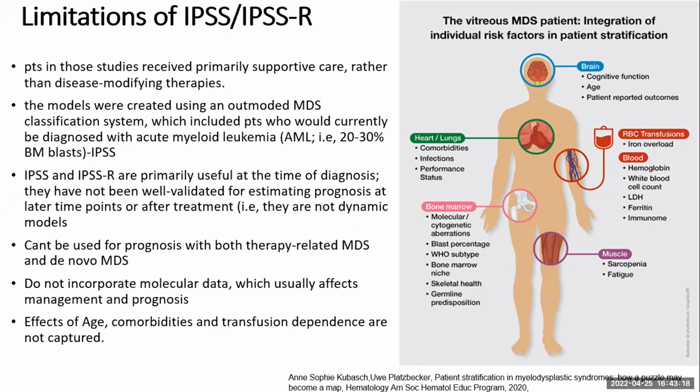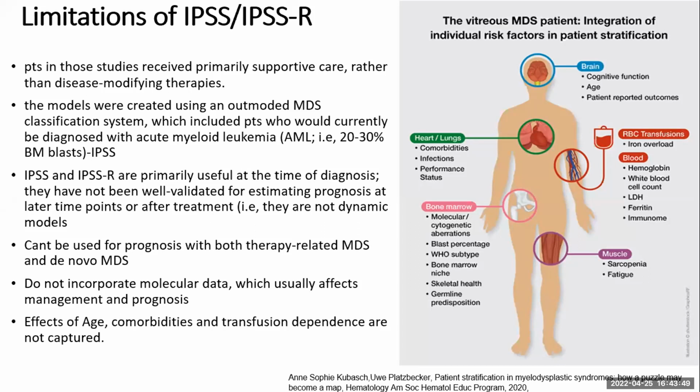These two scores also cannot be used for prognosis with both therapy-related MDS and de novo MDS, because they were developed primarily for de novo MDS and not therapy-related MDS. And of course, glaringly, they do not incorporate molecular data, which usually affects management and prognosis, like the genotypical one that we showed earlier. And then the effect of age, comorbidities, and transfusion dependence are also not captured in these two scoring systems.